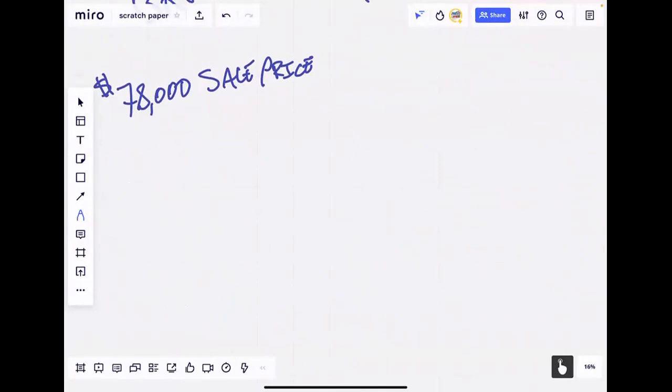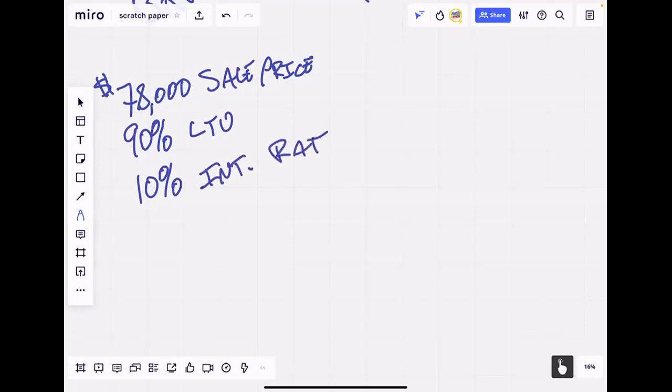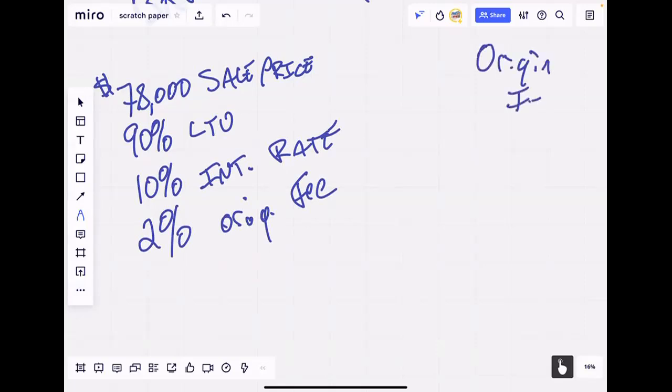And then we said it's a 90% loan to value, right? That was the loan to value. Then we said there was a 10% interest. And then we said 2% origination fee. And then it said, what is the loan origination fee? So we're looking for the origination fee. So they said, how much is that?